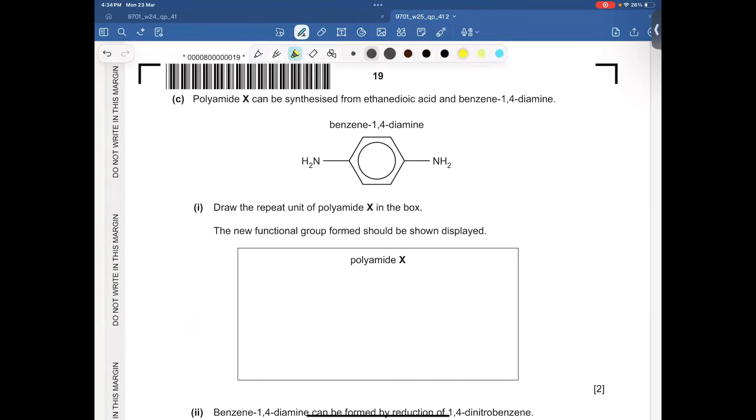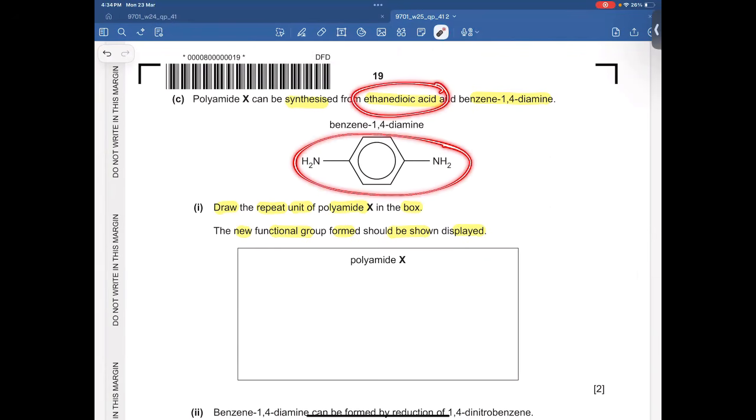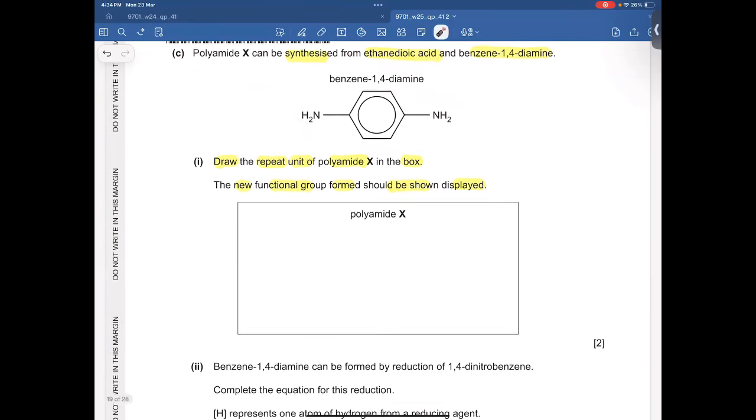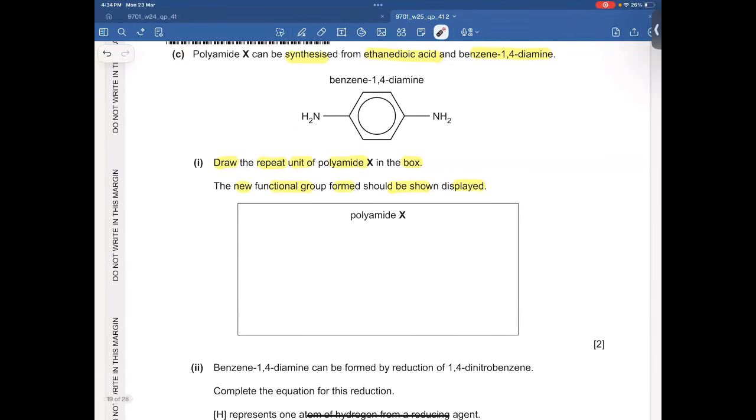Polyamide X can be synthesized from ethane dioic acid and benzene 1,4-diamine. Draw the repeating unit of the polyamide X in the box. The new functional group formed should be shown displayed. So whenever a diamine reacts with a dicarboxylic acid, always an amide is formed. So the structure of the polyamide is going to be like this.